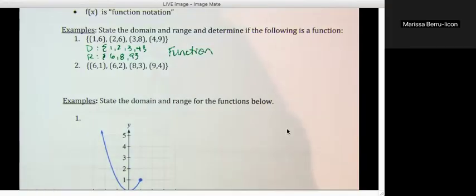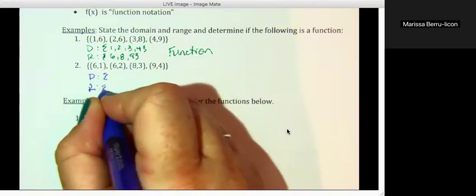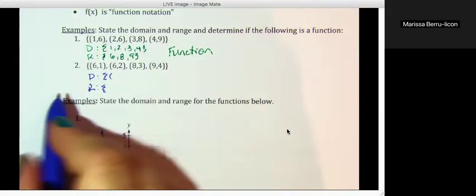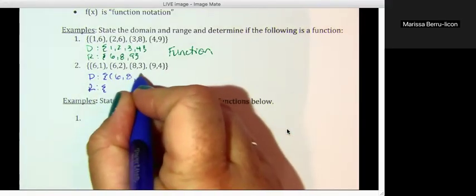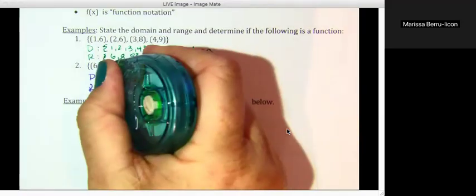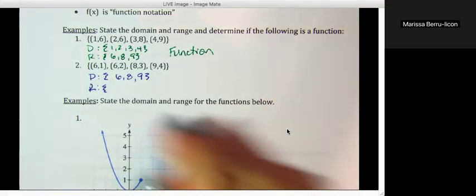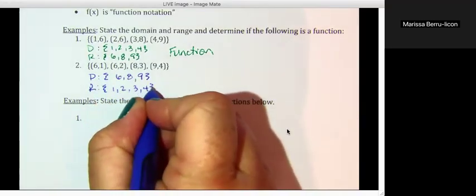And then we can go ahead and look at the next one. In the next example, you can see I'm not terribly creative. I just switched all of those points. Let's go ahead and state our domain and our range. These two functions are actually inverses of each other, which we'll get into later on in this chapter. My inputs here are 6, 6 again, 8 and 9. I don't need to list 6 twice again. And so for our range, we can list 1, 2, 3, and 4. Those are the outputs we have there.